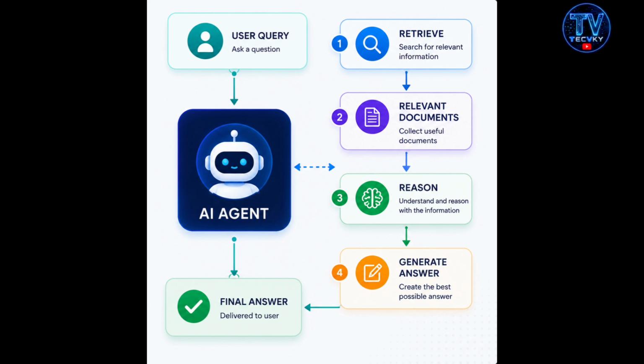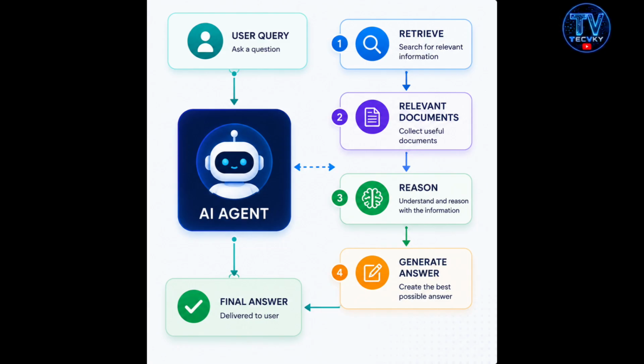Now see step by step. Step 1, retrieve. The first step is retrieval. The agent searches through relevant sources such as company documents, databases, websites, APIs, or knowledge bases. And the next step is relevant documents. Here, the agent gathers the most relevant information. Rather than using everything it finds, it filters and selects only the documents that are useful for answering the question.